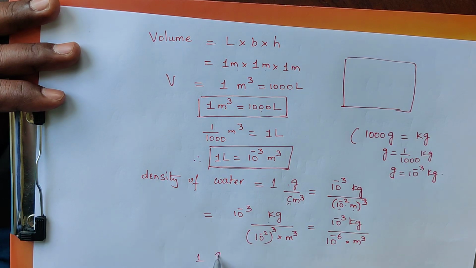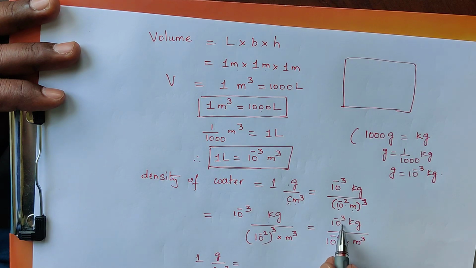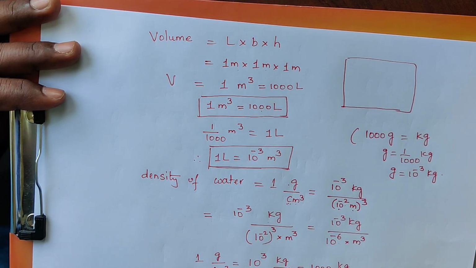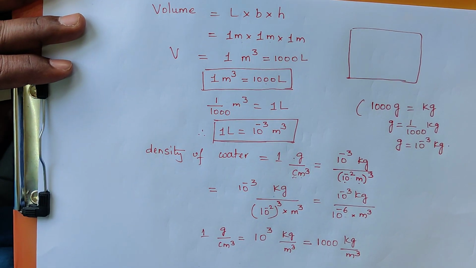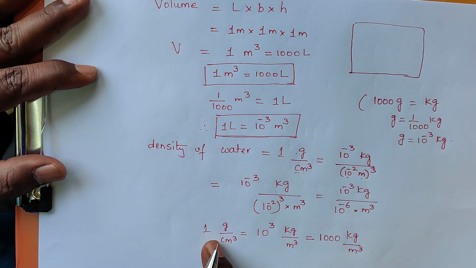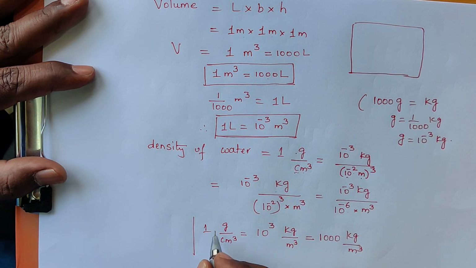Therefore 1 gram per centimeter cube equal to 10 to the power of minus 3, denominator పైకి వస్తే ఏమవుతుందండి 10 to the power of plus 6. So 10 to the power of minus 3 plus 6 is nothing but 10 to the power of plus 3 kg per meter cube. Simply that 1 gram per centimeter cube equal to 1000 kg per meter cube.